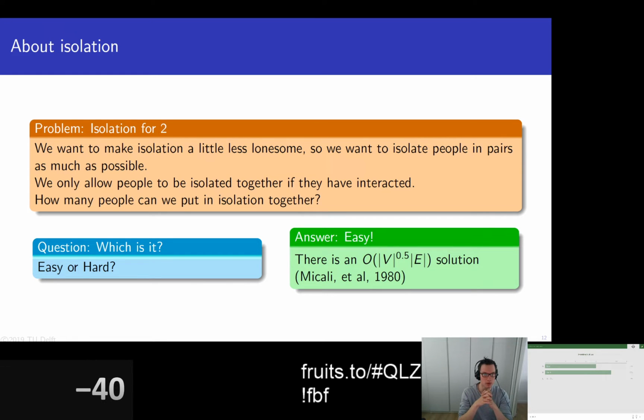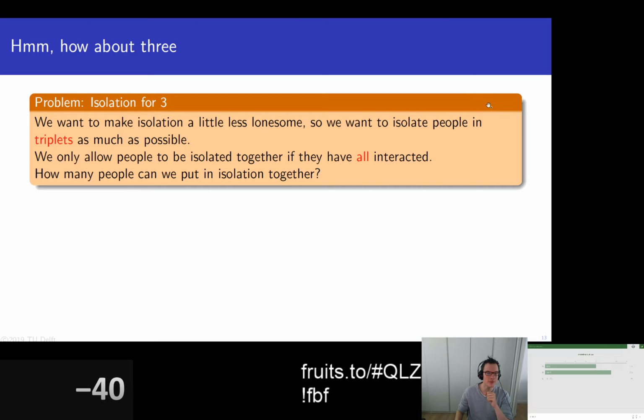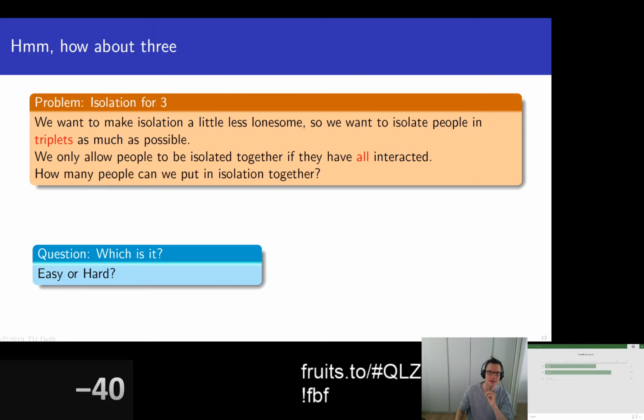Now let me change this problem just a tiny bit. Instead of matching people up into pairs, I want to put them in isolation in groups of 3, in triplets. And again, I only want to put them in isolation if all 3 of them have interacted with each other. A with B and C, and A and B with C. How many people can I put into isolation together? My question again: easy or hard?